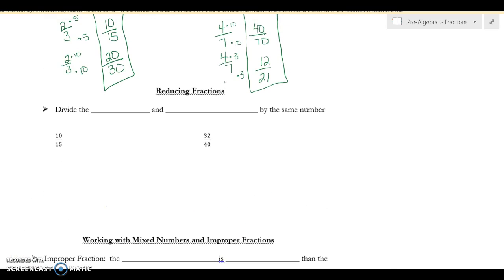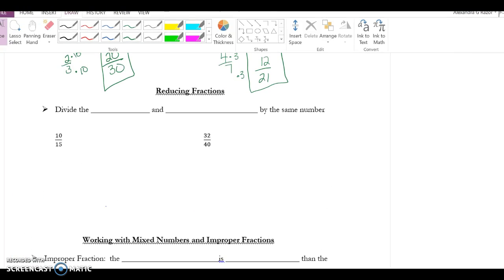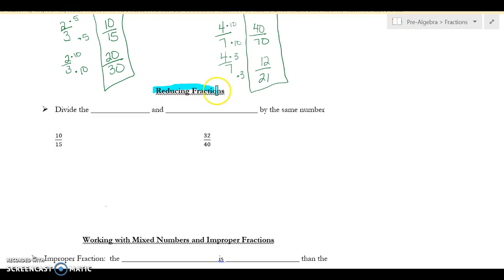All right, the next type of problem we're going to have to do is we're going to have to reduce fractions. So for reducing fractions, this time I'm getting smaller. So instead of multiplying, I'm going to divide. That gets it smaller, okay? So I'm going to divide the numerator and the denominator by the same number. Now, it's helpful if you know your times tables, but if you don't, you should still be able to do this.